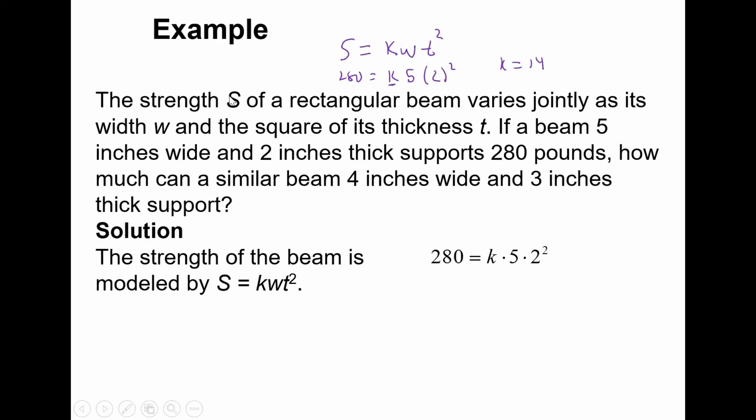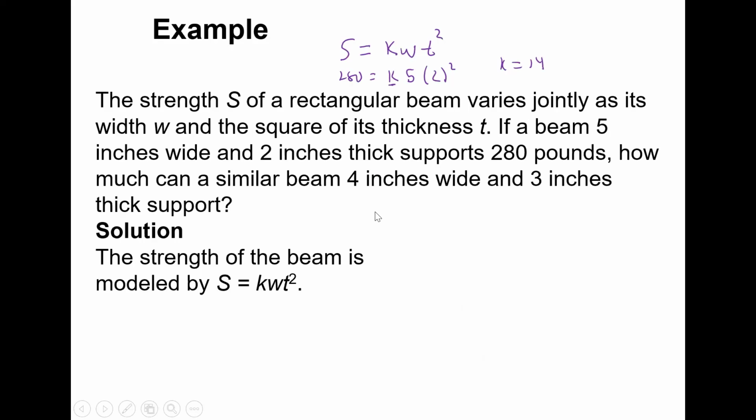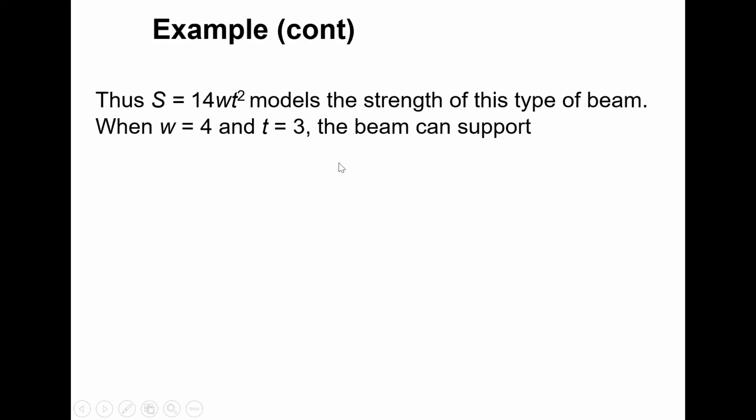So again, we're doing joint variation, not direct. The joint variation is direct in the fact that it's directly done, but it's joint because you have two values here. Sorry, I said the wrong word. And so that's the joint variation between the k, the W, and the T squared. All right, so that's all I have for this one. Hopefully that will help.